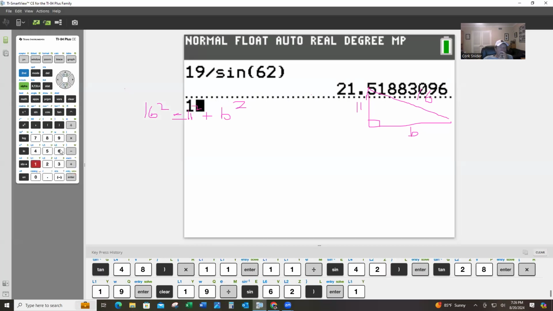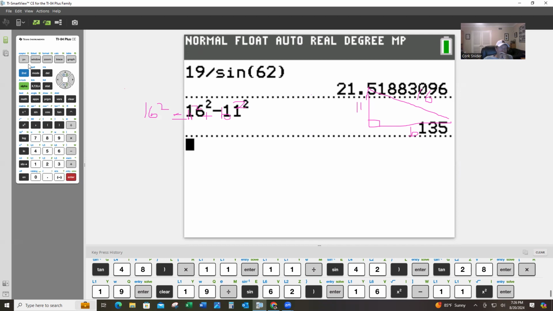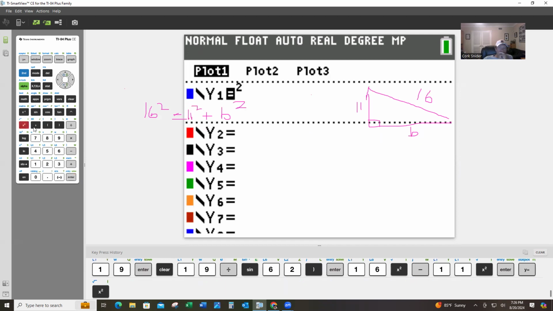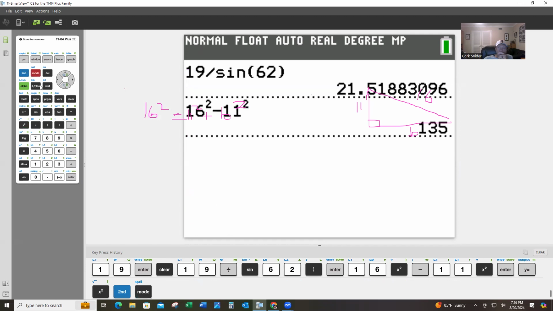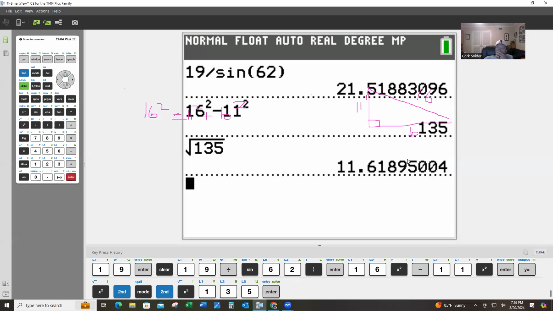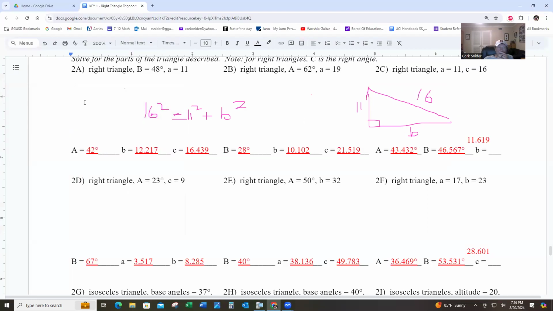So I'm going to go 16 squared minus 11 squared. Then it's radical 135. So second square root of 135. There we go. About 11.6. Okay. So that's about 11.6. And let me write that down. Well, you have it written down anyways, but 11.6. You can see that right there.